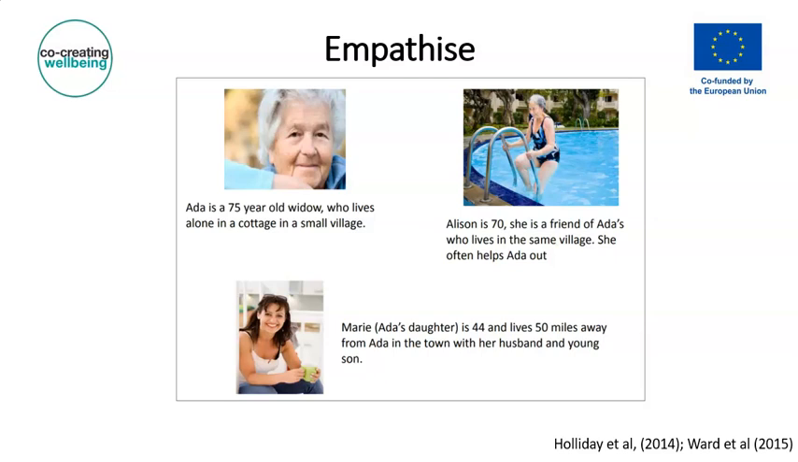And one of our groups came up with Ada, a 75-year-old widow who lives alone in a cottage in a small village. She has her friend Alison, who lives nearby and is able to help out occasionally, but she has her daughter Marie, who lives 50 miles away, who sometimes has concerns for her mum's ability to live at home on her own.